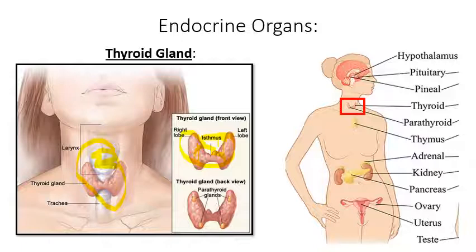And then if you take the thyroid gland out and you look at the posterior side of it, on the back side of the thyroid gland, you'll see four little tiny pea-sized organs, which are referred to as the parathyroid glands. So we have the thyroid gland, and on the posterior side of the thyroid gland, we have four little parathyroid glands.